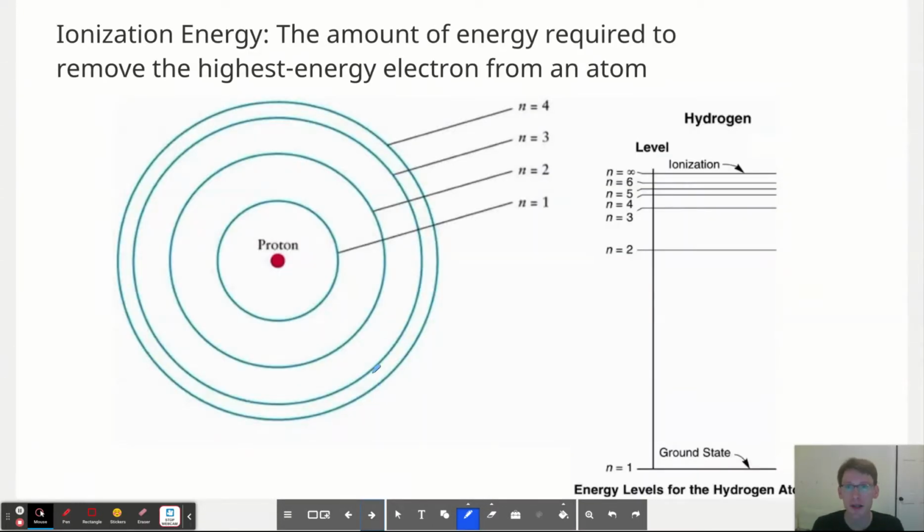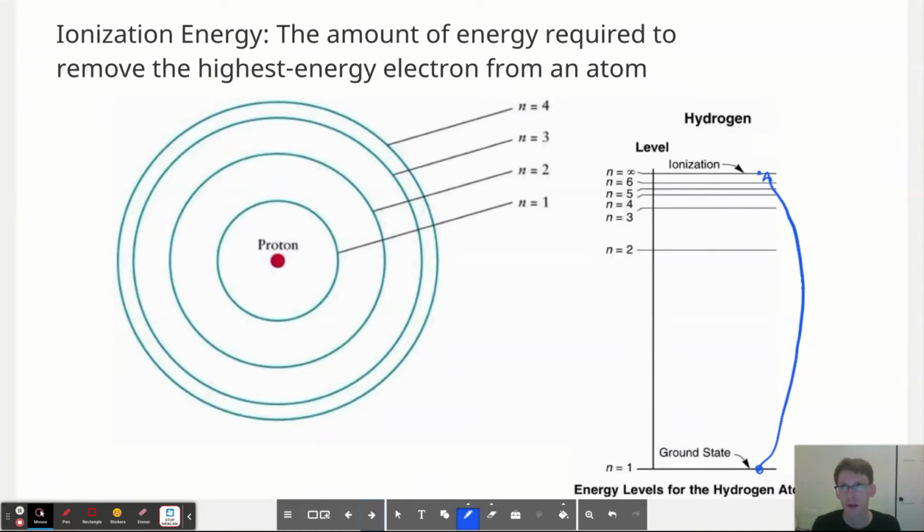Next, let's consider ionization energy, which is something that we have studied in the Bohr model, the amount of energy required to remove the highest energy electron from an atom. If we're talking about hydrogen, it will take a certain amount of energy to bring that electron not from the first to the second shell, but from the first to the infinity shell, which is the ionized state. But if we were talking about any atom, there would be an ionization energy, just that's the energy required to raise whatever the highest energy electron is.